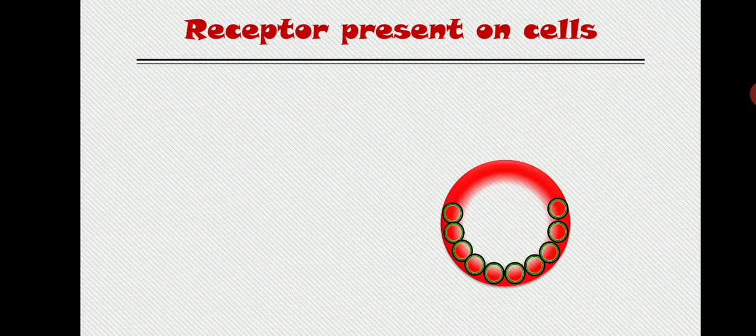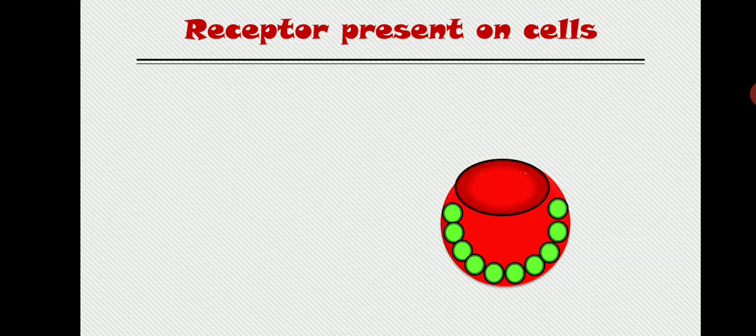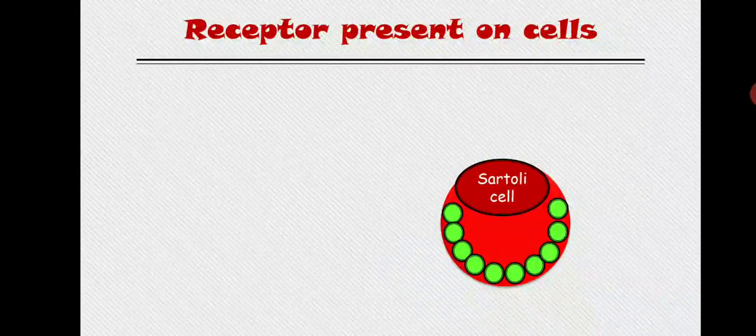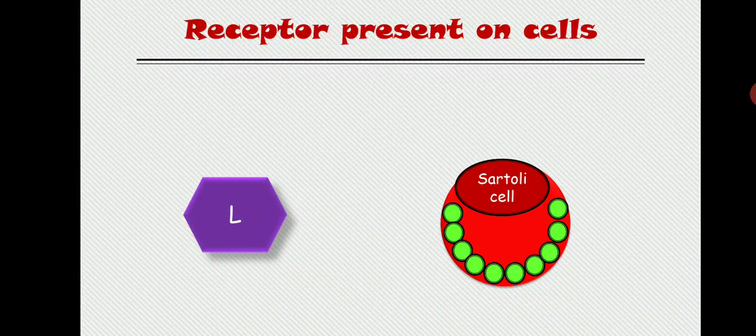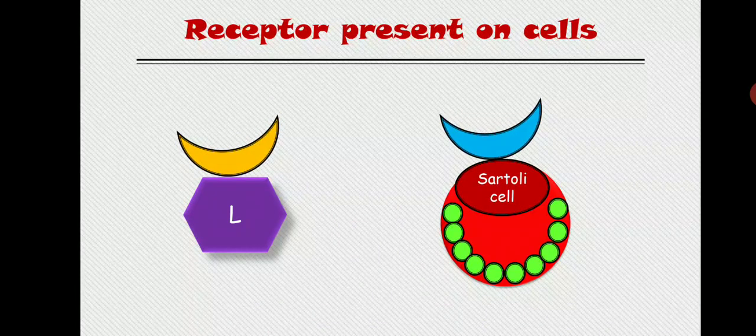See, this is the tubular compartment. This green colored are the germ cells and these are the Sertoli cells. I show one Sertoli cell and the remaining are germ cells, and this one is a tubular compartment. Now let's see about the interstitial cell. There is a Leydig cell. Now over the Leydig cell there is one receptor present. Over the Sertoli cell there is another receptor present.